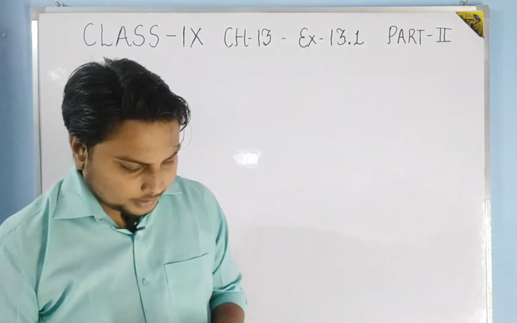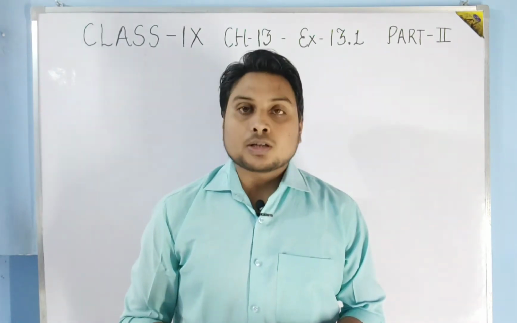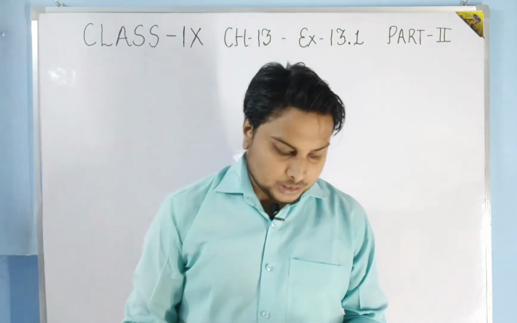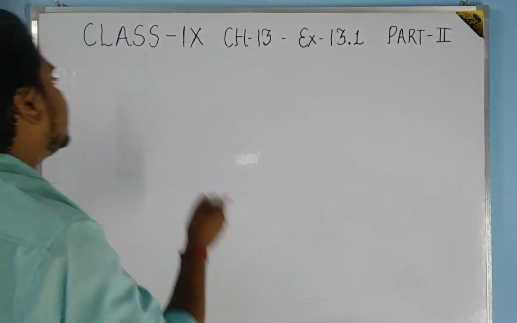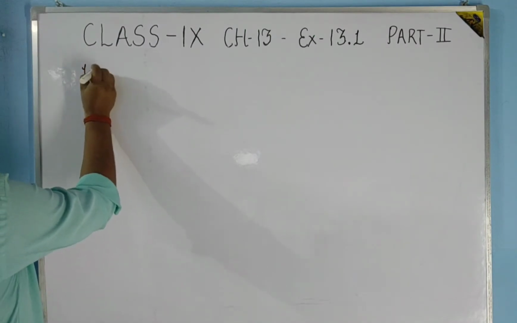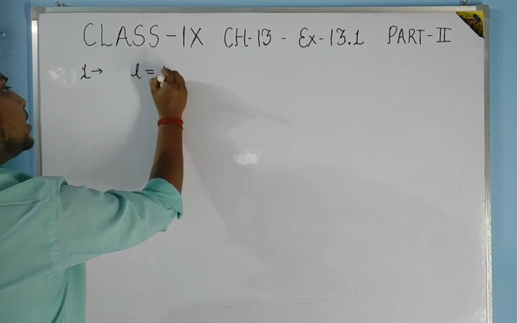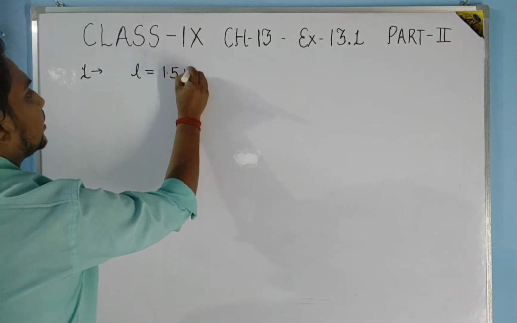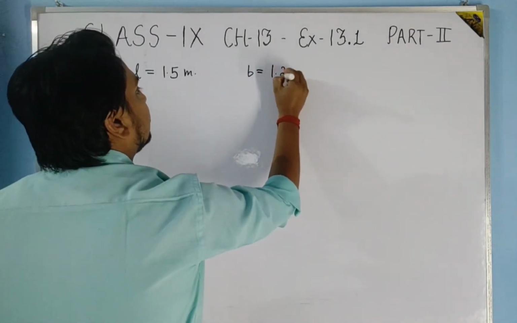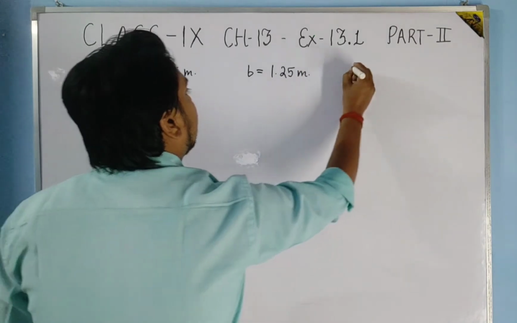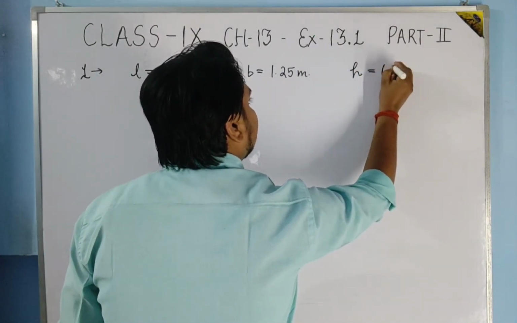The first question of the exercise is: a plastic box 1.5 meter long, 1.25 meter wide and 65 centimeter deep. The very first question of exercise 13.1 says a plastic box is there whose length is 1.5 meter, breadth is 1.25 meter, and depth, meaning height, is 65 centimeter.